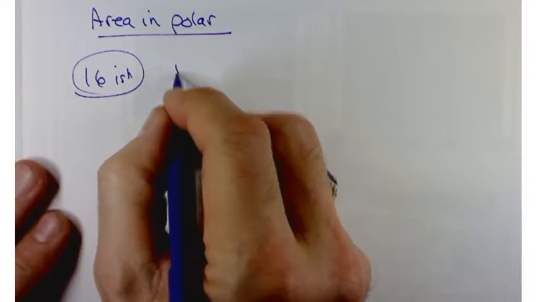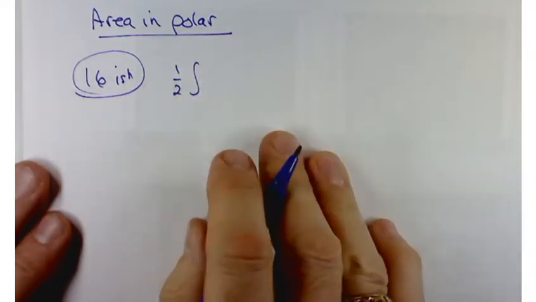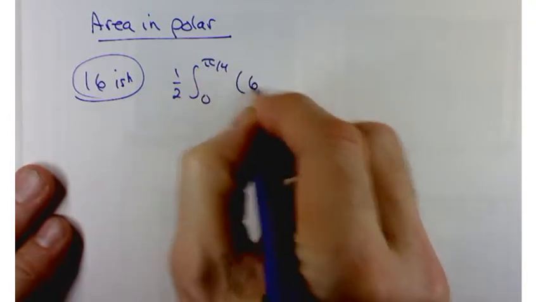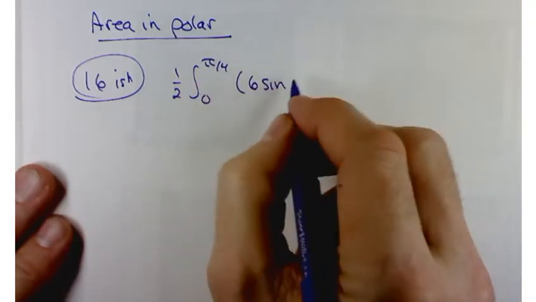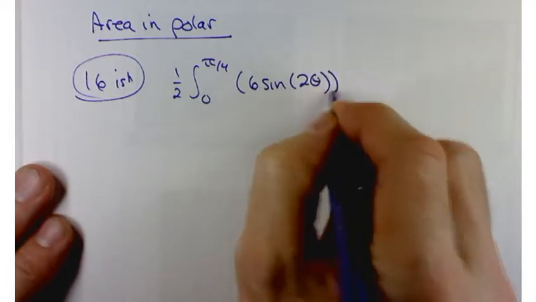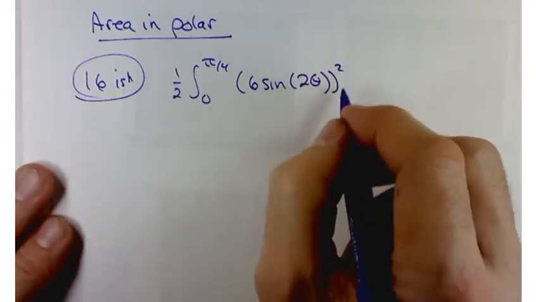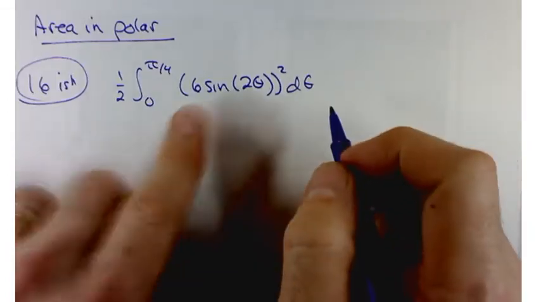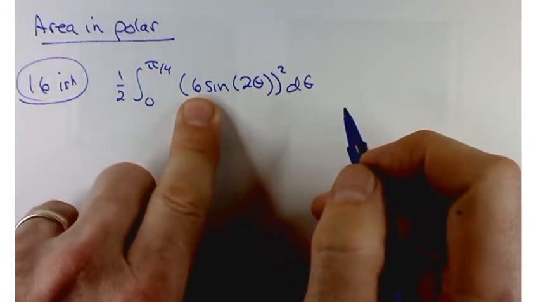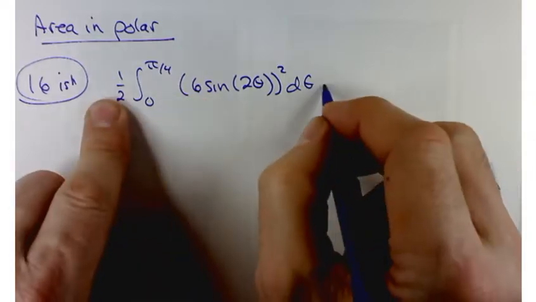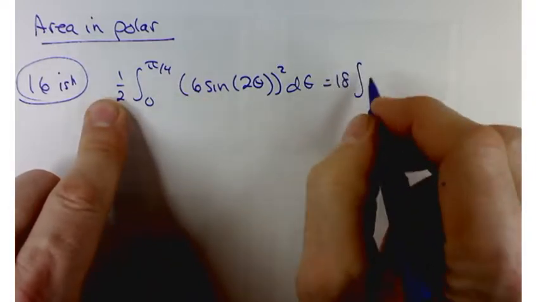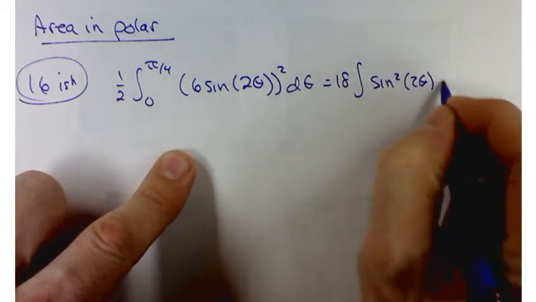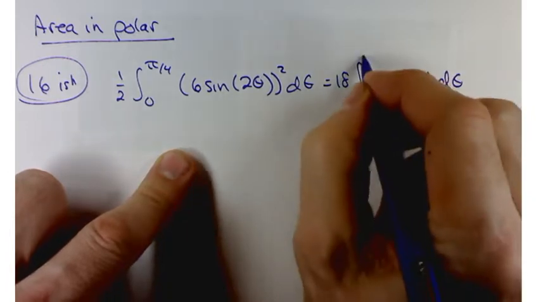So let's do 1/2 times the integral from 0 to pi over 4 of 6 sine of 2 theta squared d theta. Six squared is 36 times 1/2 is 18. So let me pull that out front. 18 times sine squared of 2 theta, d theta, between 0 and pi over 4.